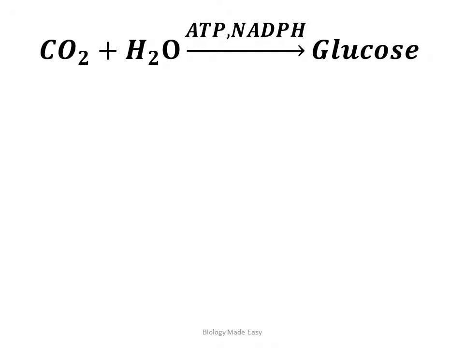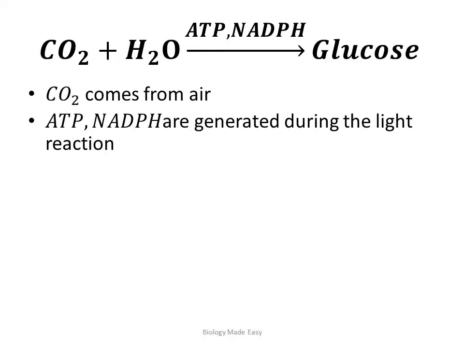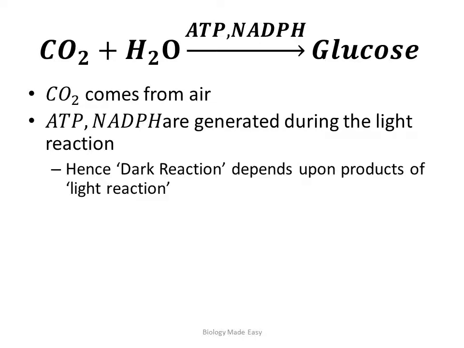This is the final equation. Carbon dioxide along with water, using ATP and NADPH, synthesize glucose. The carbon dioxide comes from air. ATP and NADPH were generated during the light reaction. Hence, the dark reaction depends upon the products of the light reaction.